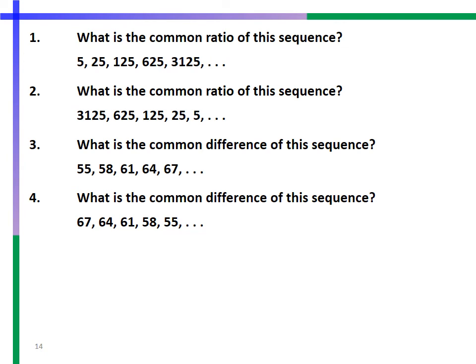So we have 4 questions here. We have to figure out what's the common ratio of the sequence. Common ratio means I'm going to be multiplying by the same number. So I know that I'm multiplying by 5. So I can say the common ratio is 5.